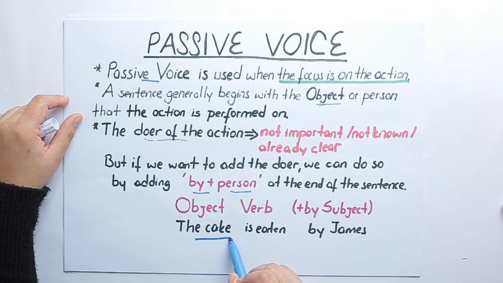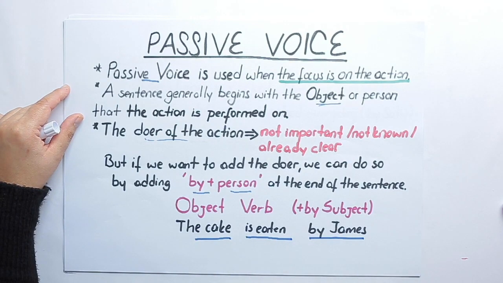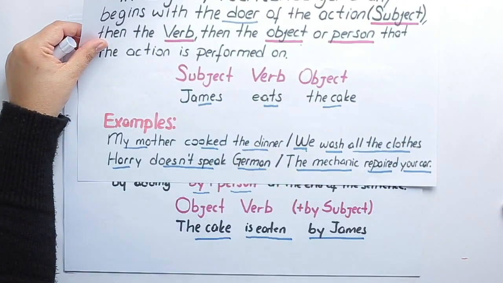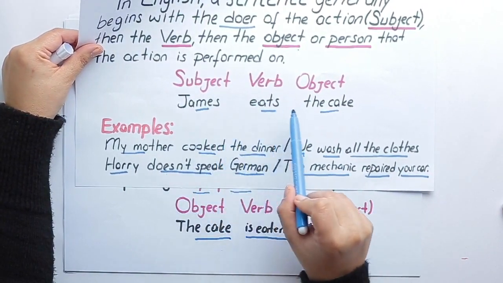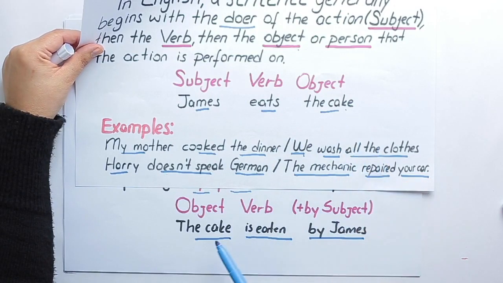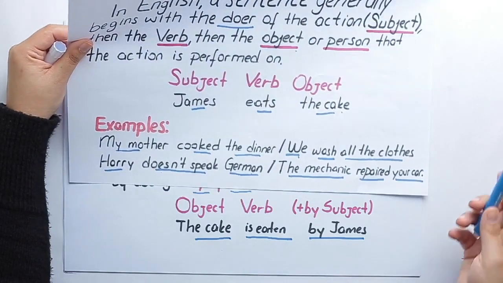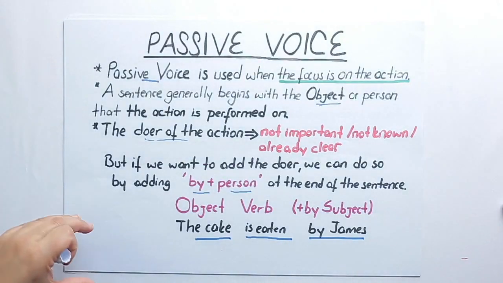The cake is eaten by James. This is the object of the previous active voice, which we actually saw on the first page. James eats the cake. Now the cake is my starter for my sentence. Is eaten by James.